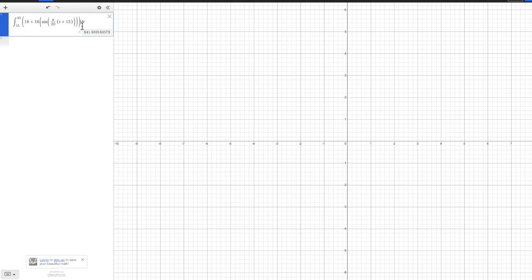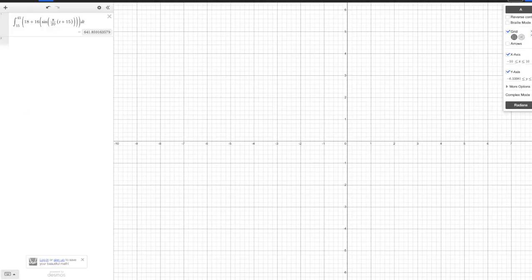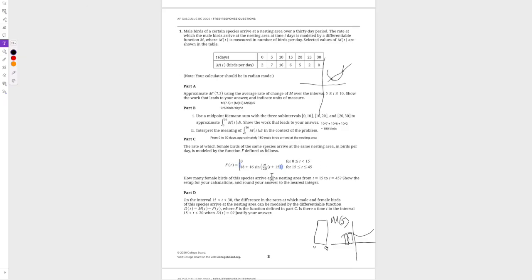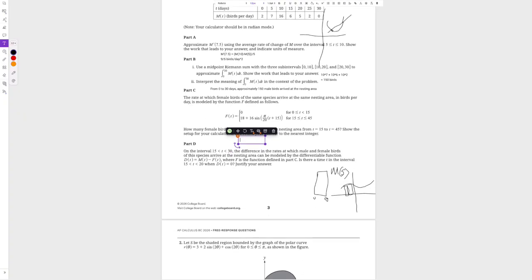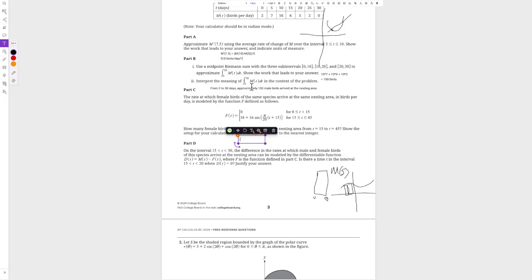There we go. So this gives us an answer of 641.859, and make sure your calculator is in radians mode when you do this. So this means the setup for the calculations is what I showed in the decimals here, and your answer is going to be 641.859, but it tells you to round to the nearest integer.